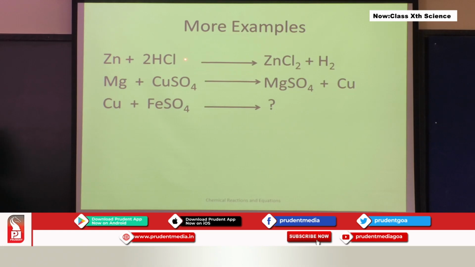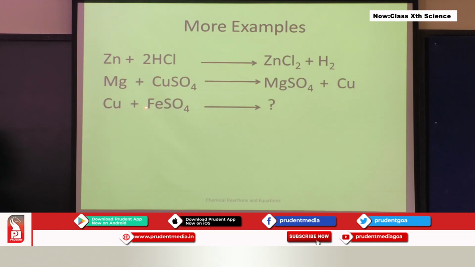Zinc reacts with hydrochloric acid. Zinc is more reactive than hydrogen. So, zinc displaces hydrogen from here and forms zinc chloride, and hydrogen gas is evolved. The next example, magnesium plus copper sulphate. Magnesium should be more reactive than copper. So, magnesium displaces copper from copper sulphate and forms magnesium sulphate, leaving copper alone.